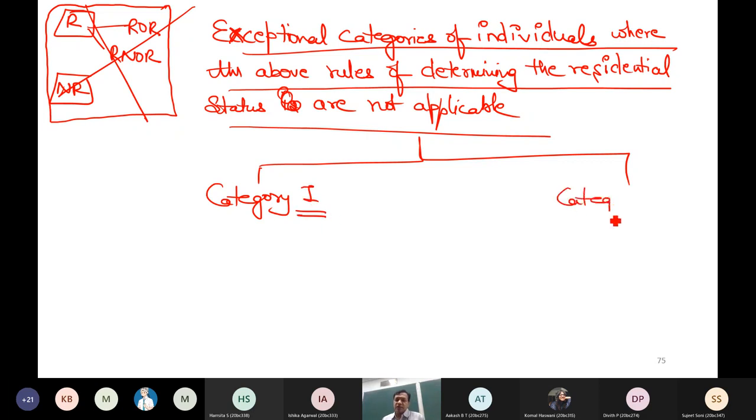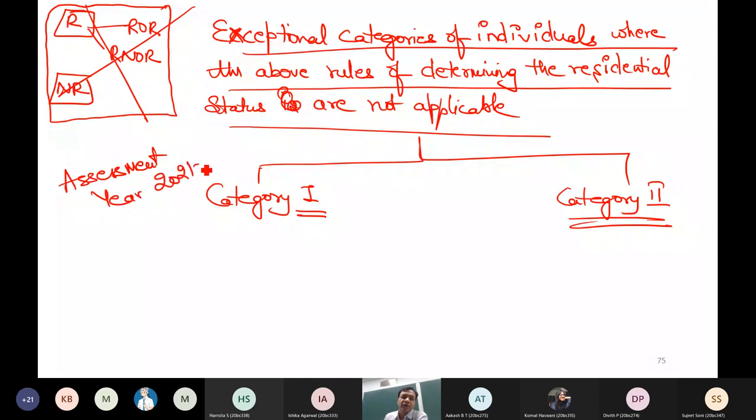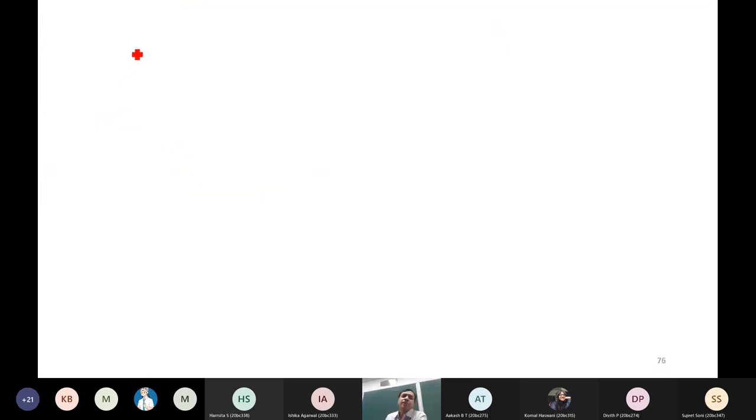And these categories are introduced for the first time for our previous year. That means we are using it for the first time for assessment year 21-22. Before that, these were not applicable in India. So these were introduced for the first time. So let me give you an idea of why these were introduced.